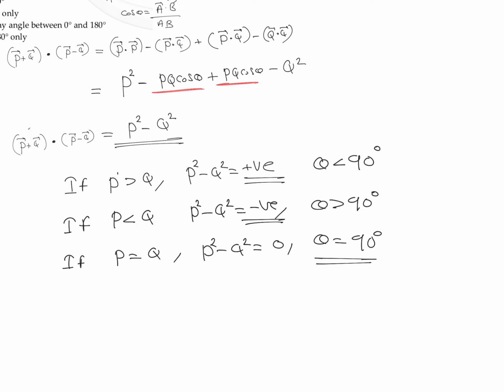In this question, the values of P and Q are not mentioned. We can take any values for P vector and Q vector. So the angle can have anything from 0 to 180 degrees. It can be less than 90, greater than 90, or 90. That means it can have any value from 0 to 180.